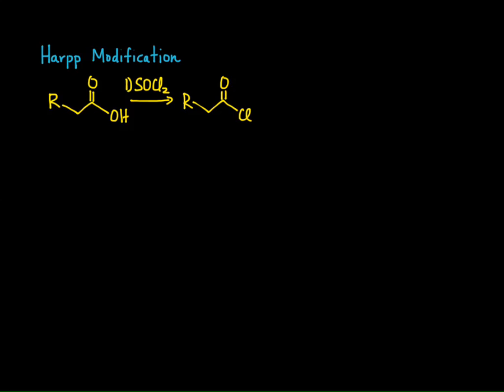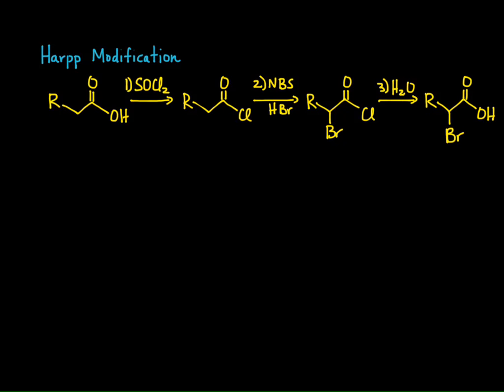And now I can think about brominating that alpha carbon. And if you treat this with NBS in the presence of HBr, you can actually get alpha bromination. So I end up with an alpha bromo acid chloride, which I can then treat with water and generate my carboxylic acid. All right, so in terms of the mechanism, again, the first step that happens is I have these acidic conditions.